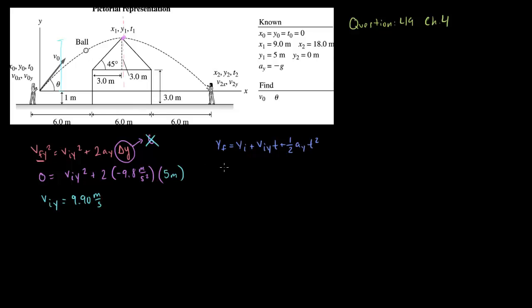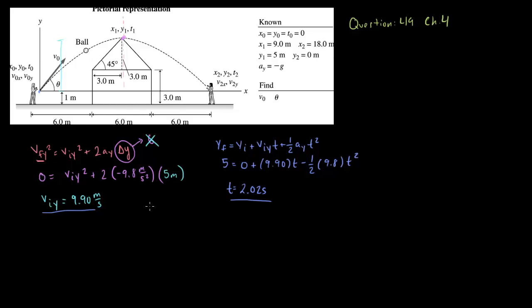In this equation I'm going to fill in some stuff that I know. I'm going to start here at 0 and go up till 5. So I'm going to say 5 equals 0 plus, I know this value now, so it's 9.90 t minus 1/2 9.8 t squared. And if you solve for this, you're going to get t equals, I think it's, 2.02 seconds. Okay, I have my velocity initial y, and I have my time.